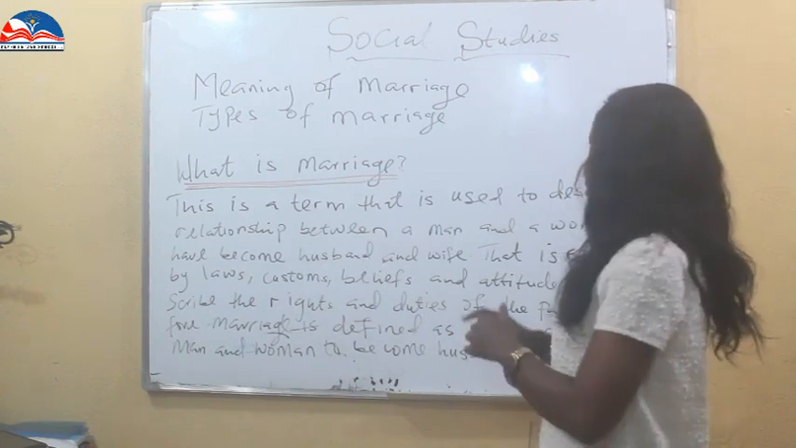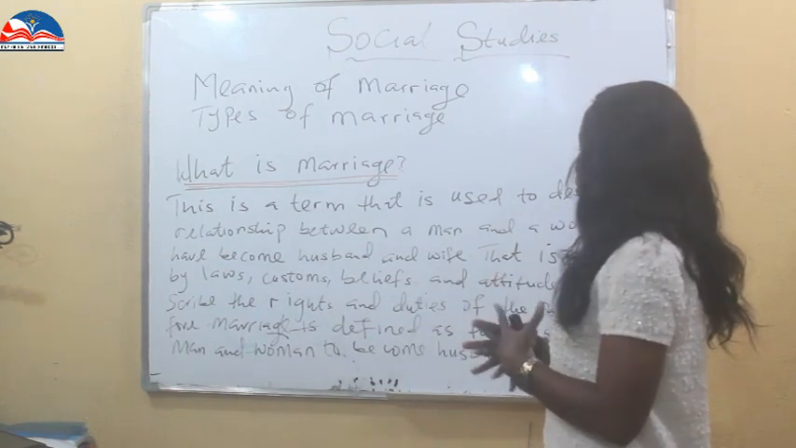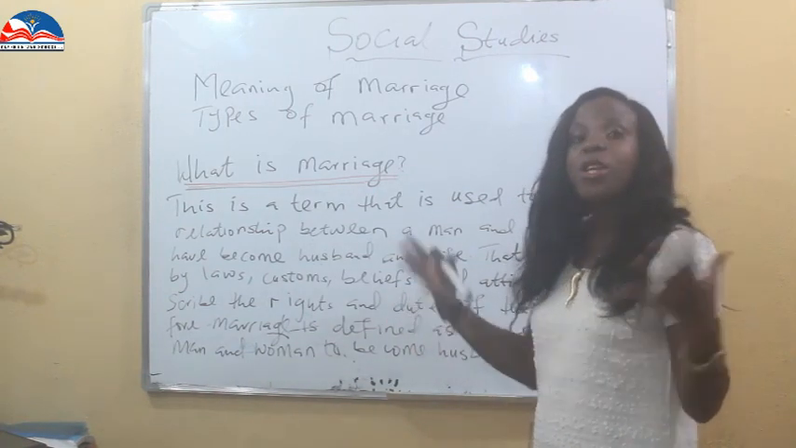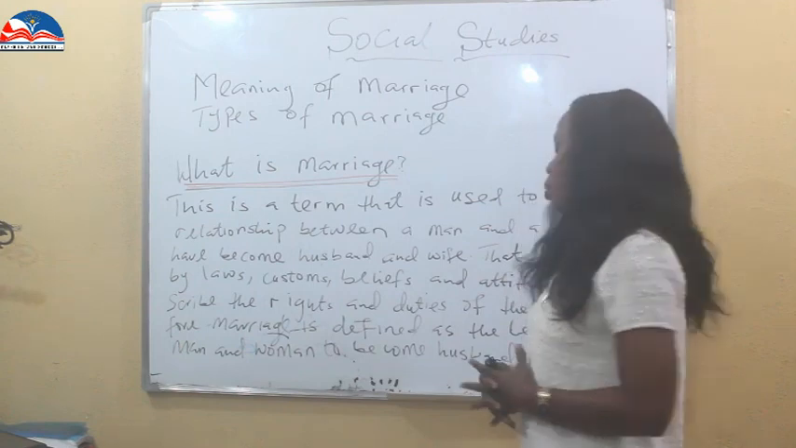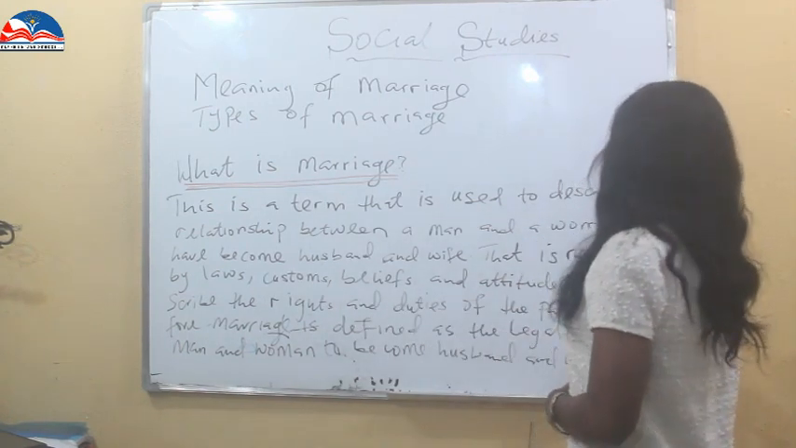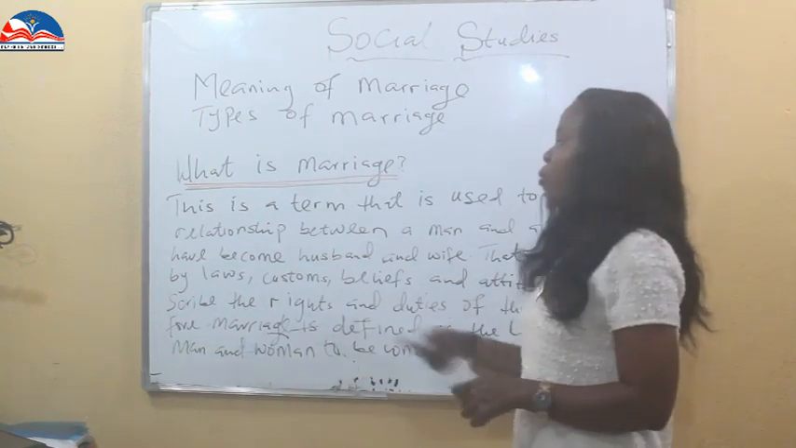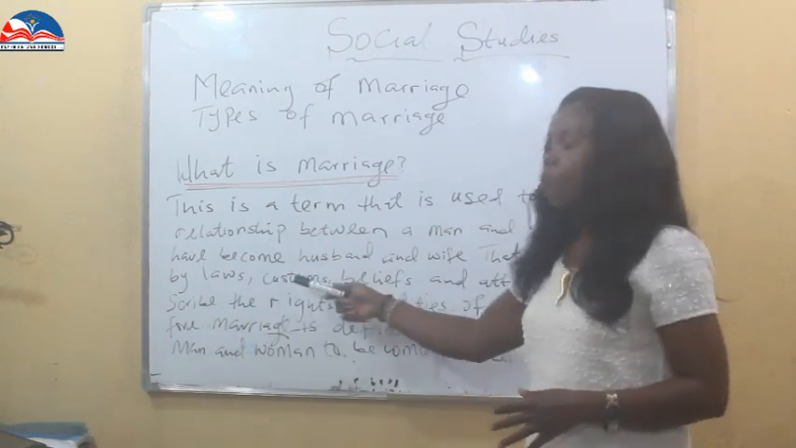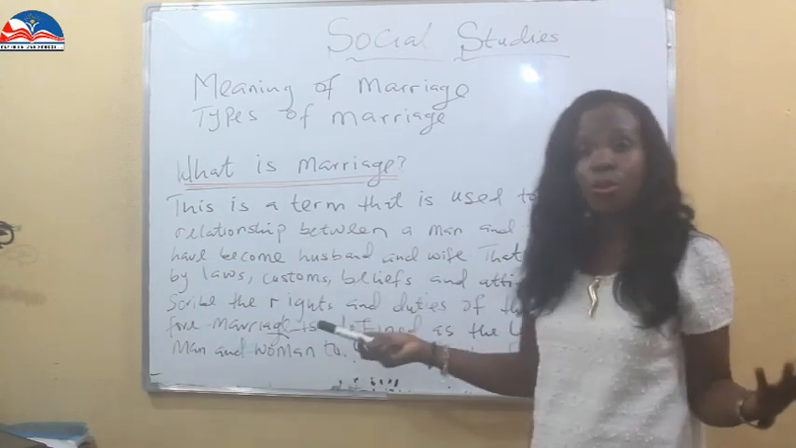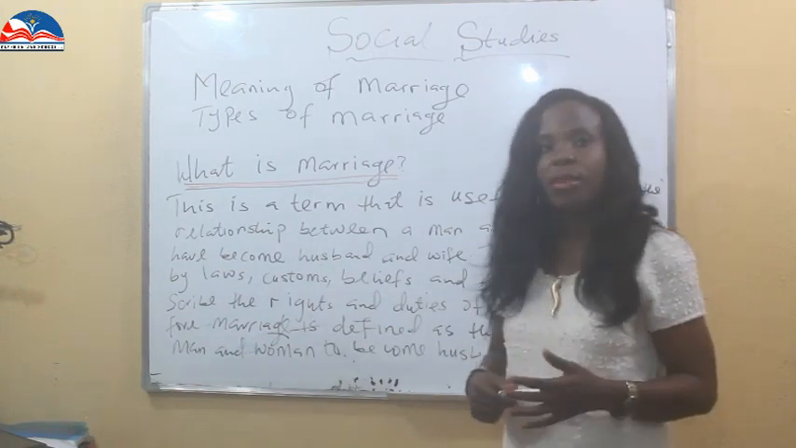And the rights and duties of the parties have to be known. It is equally said to be a legal union of man and woman. And this legality can be in the form of laws, in the form of custom, in the form of beliefs, and in the form of attitude. So it is a legal union.